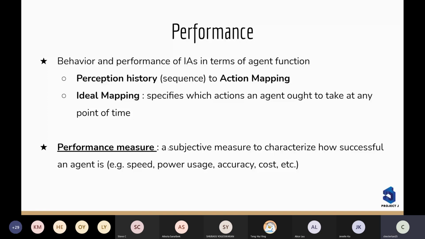The performance measure is a subjective measure to characterize how successful an agent is. For example, to measure the performance of our intelligent agent, we can use many different aspects, for example the speed, the power usage, and the accuracy. In the case of a vacuum cleaner, we can measure its performance by speed, like how fast it can clean all the stuff, and power usage, where the lesser the better, right? And the accuracy, like how clean the environment is after the vacuum cleaner has cleaned, and also the cost it takes. So this is how to measure the performance.